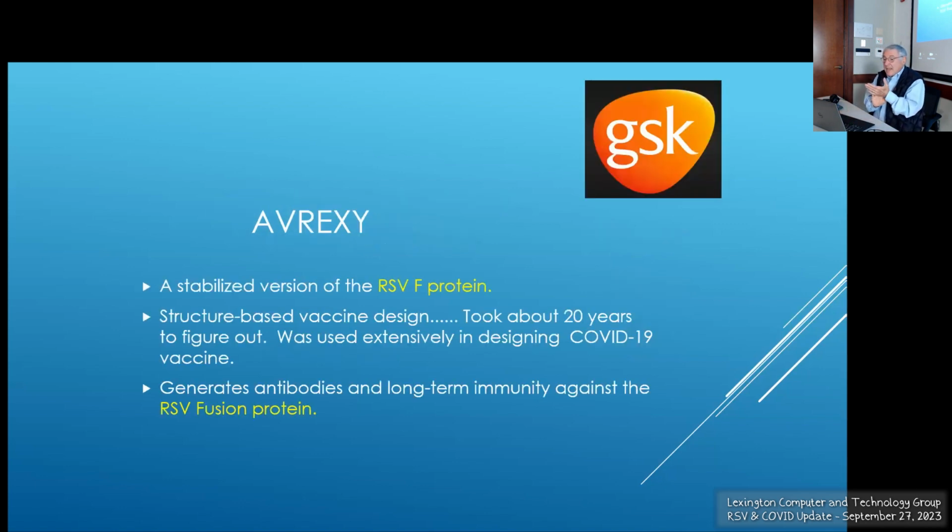So RXV, it's a stabilized version of the RSV F fusion protein. So they knew what they were doing too. What does stabilized mean? Stabilized means it doesn't get metabolized quickly. You can transport it, it doesn't get metabolized quickly. And what they used was structure-based vaccine design. In other words, they figured out what the whole fusion protein looked like.